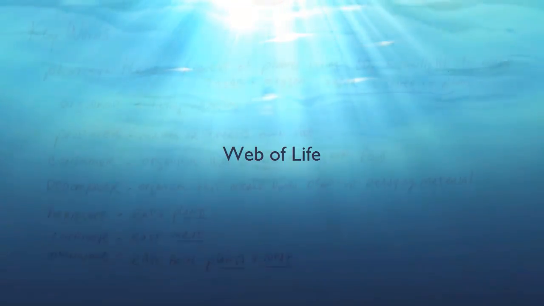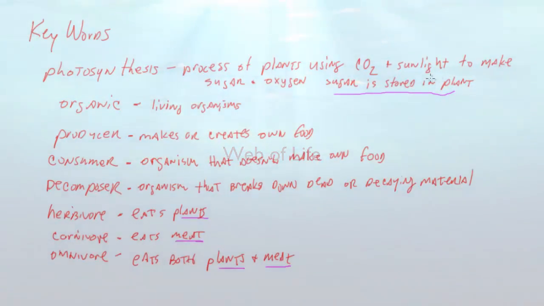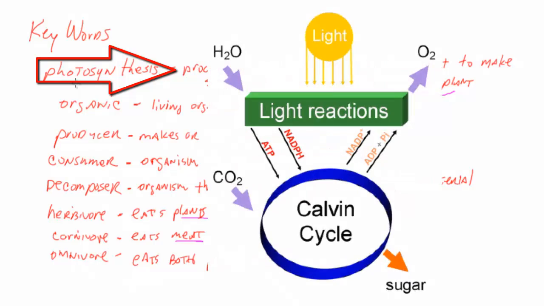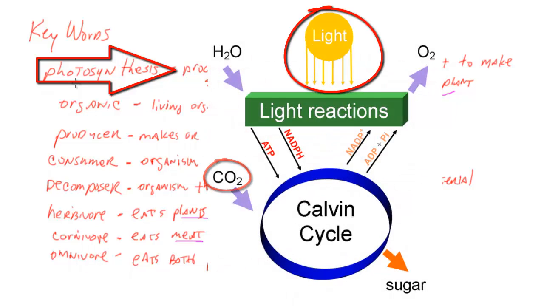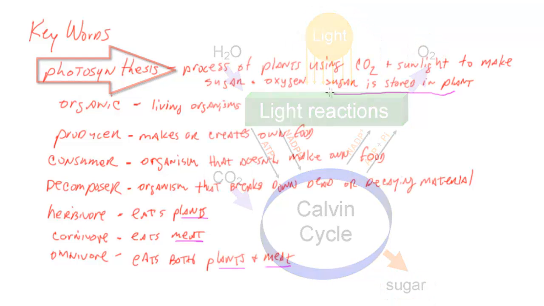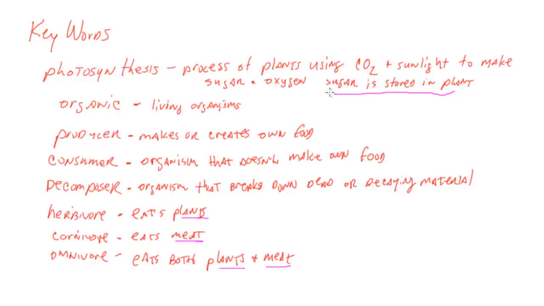Who's eating who. There are some key words before we move on to the lesson that you need to know. First one is photosynthesis. It is a process of plants using CO2 and sunlight to make sugar and oxygen. Now this is important because sugar is stored in plants.